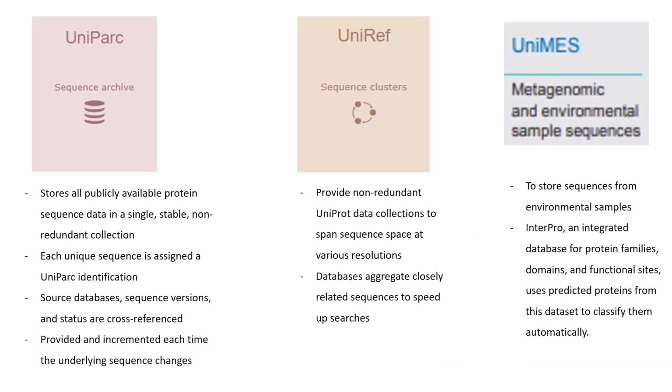For the next component of UniProt, we have UniParc, which stores all publicly available protein sequence data in a single, stable, non-redundant collection. Each unique sequence is assigned a UniParc identifier, and a version number is incremented each time the underlying sequence changes. Next we have UniRef, which provides non-redundant UniProt data collections to span sequence space at various resolutions. For UniMES, it focuses more on storing sequences from environmental samples.